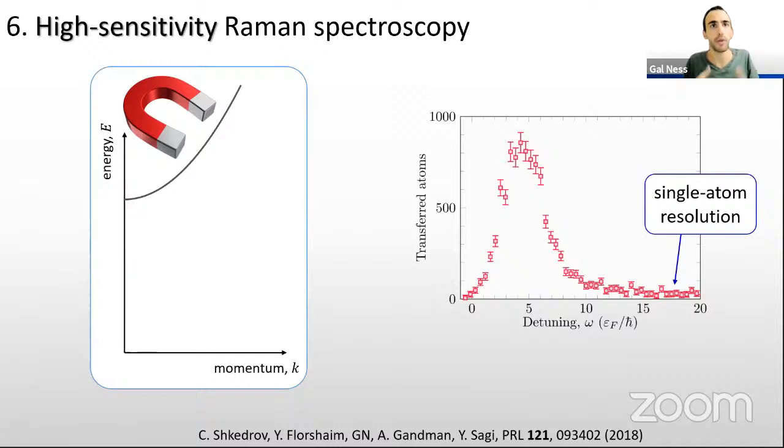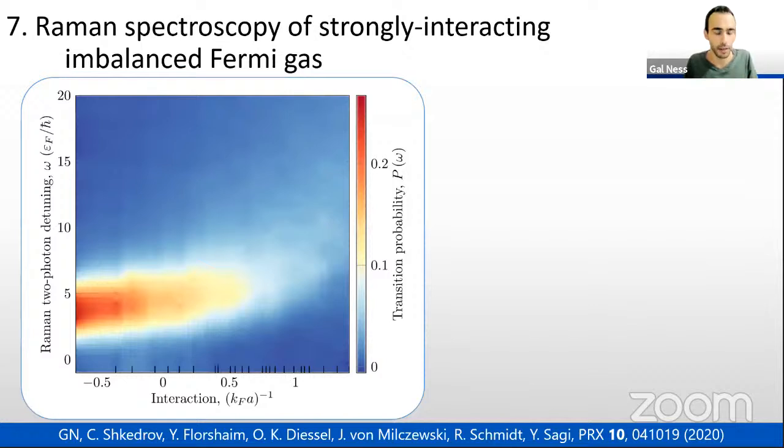And now we aim to apply this tool to the problem of the Fermi polaron, so a highly imbalanced, strongly interacting gas. And here you can see a summary of the data. So this is the interaction scale, and here you see the two-photon detuning. The color map stands for the transmission probability. So in fact, each vertical cut in this diagram represents a Raman spectrum. And we can see that on the BCS side of weak interactions, we have a very peaky behavior that gets broader and broader as we go towards the BEC side.